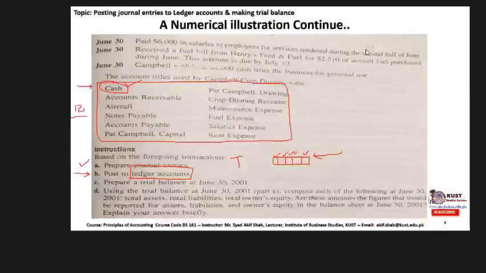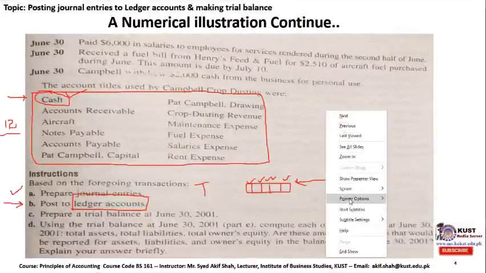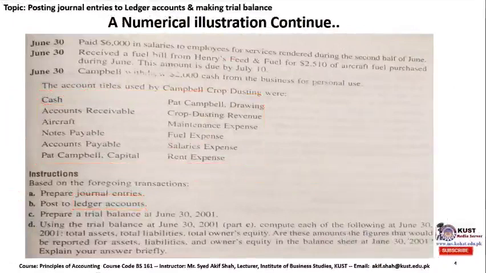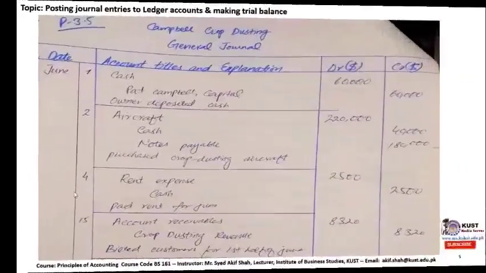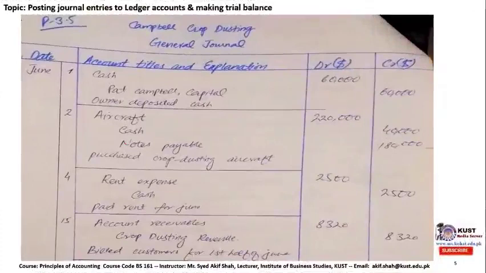We have to go back to the question. In the chart of accounts, we have account receivables, for which we have to make the next ledger account. Let's analyze once again how many times account receivable had a debit and credit entry. Is there any account receivable? No. On June 2, once again, no account receivable. On June 4, no account receivable is involved. On June 15, yes, account receivable is there.